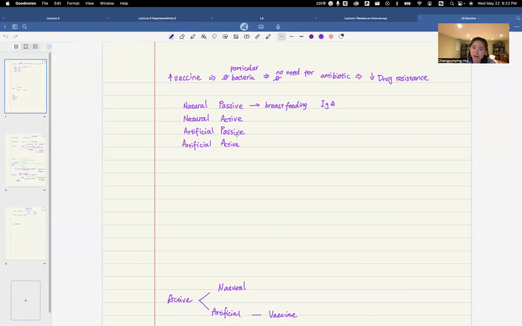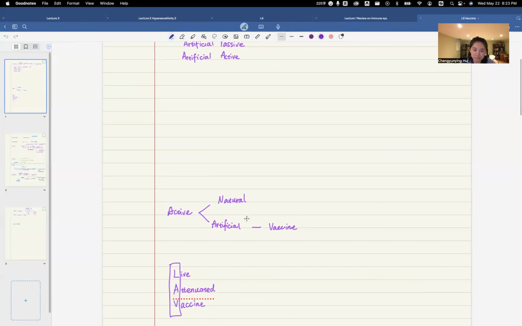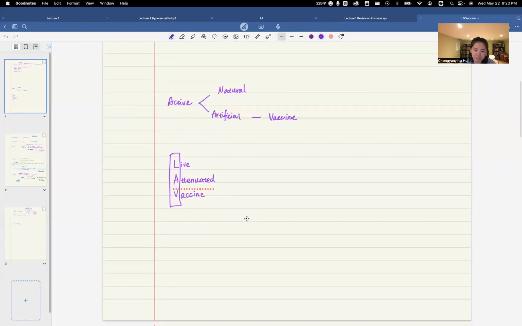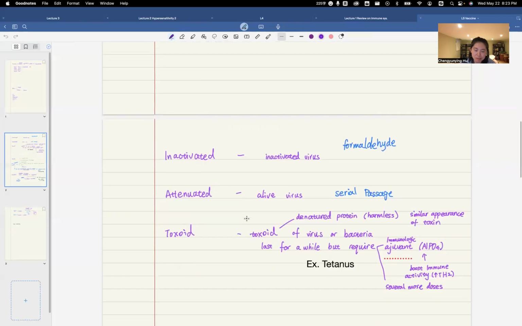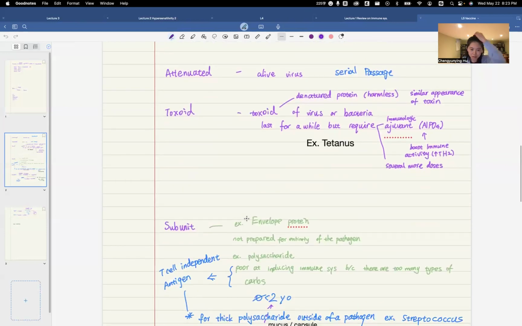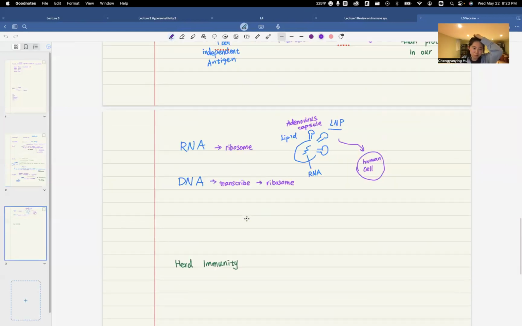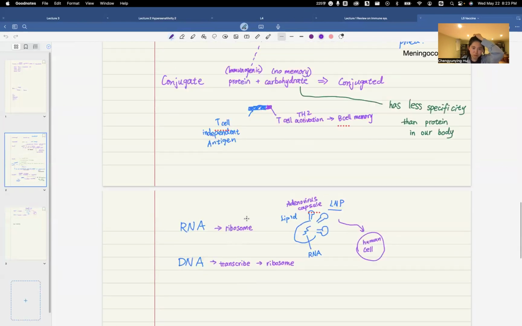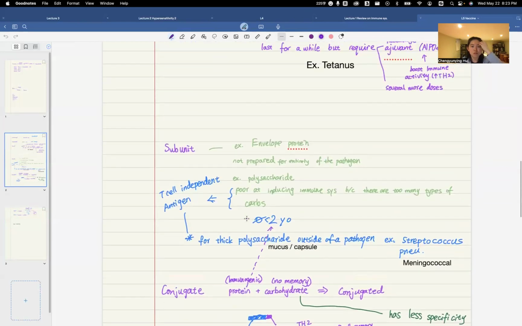Next, artificial passive. Again, passive is the antibody is given passively. Artificial, because it's man-made, so we are receiving the antibody passively. Artificial active, so that's vaccine. So here are different types of vaccines. Okay, it's short. I just break it down.